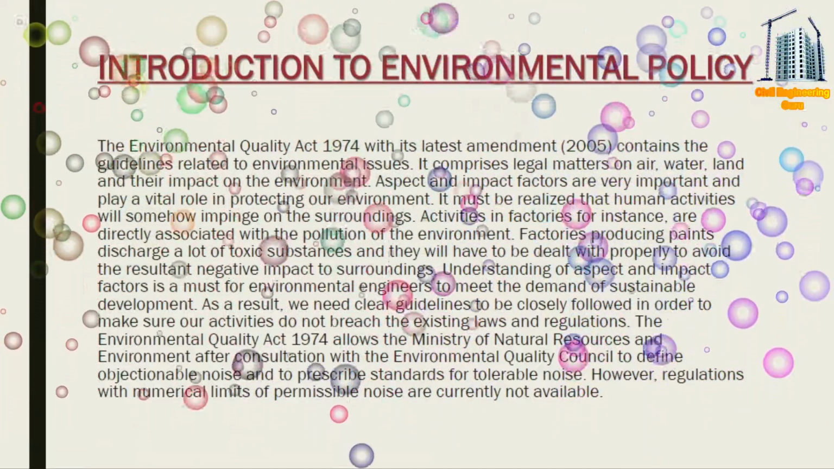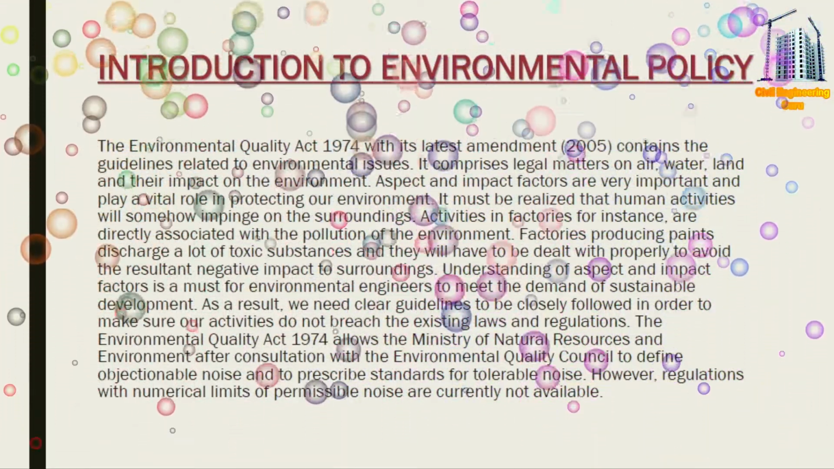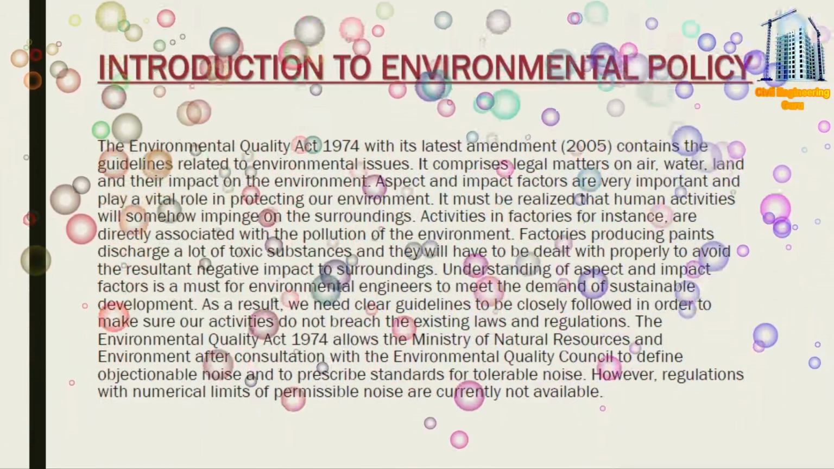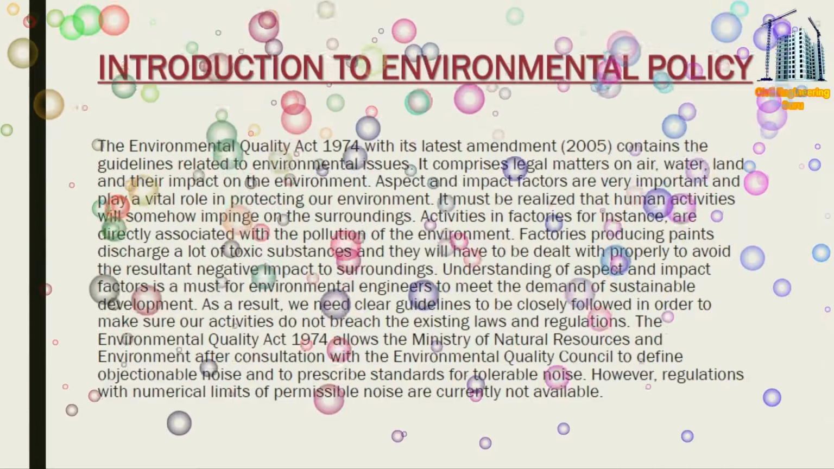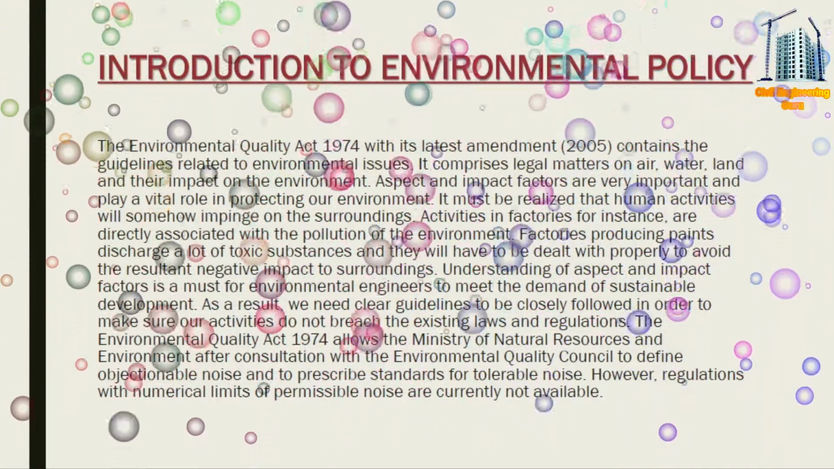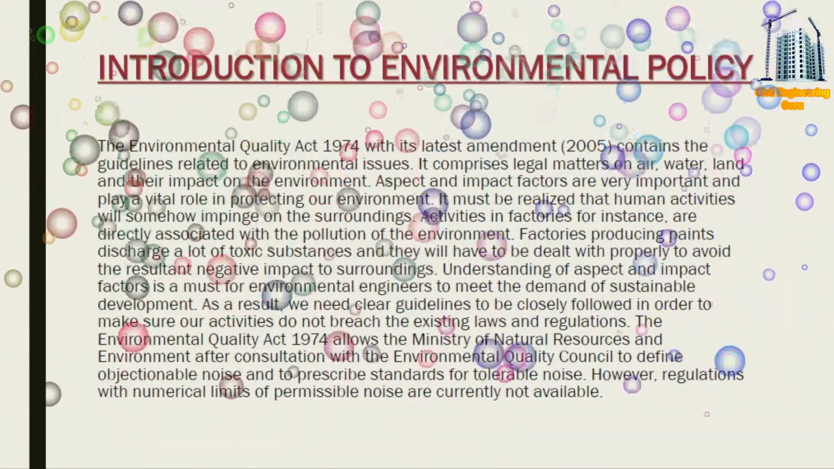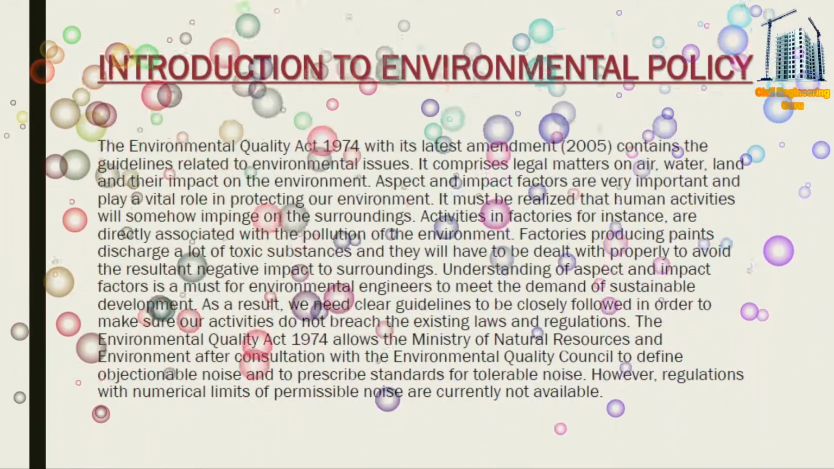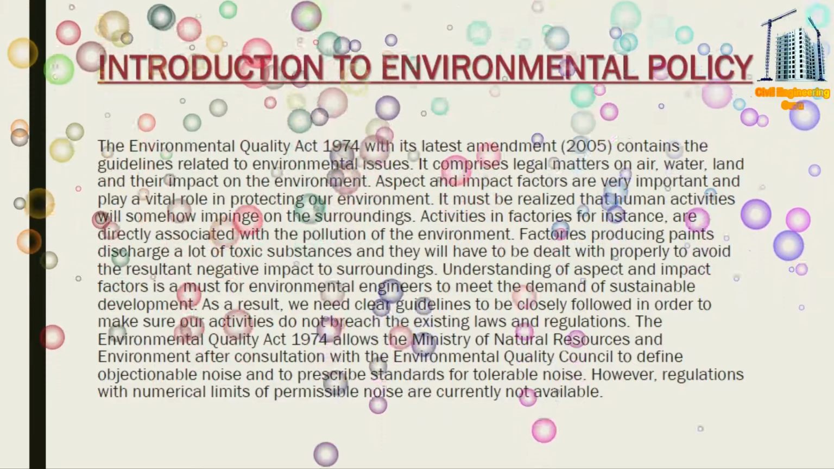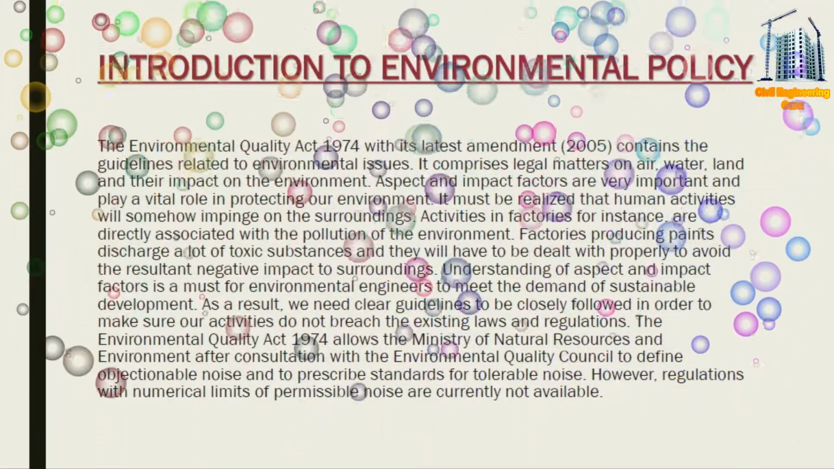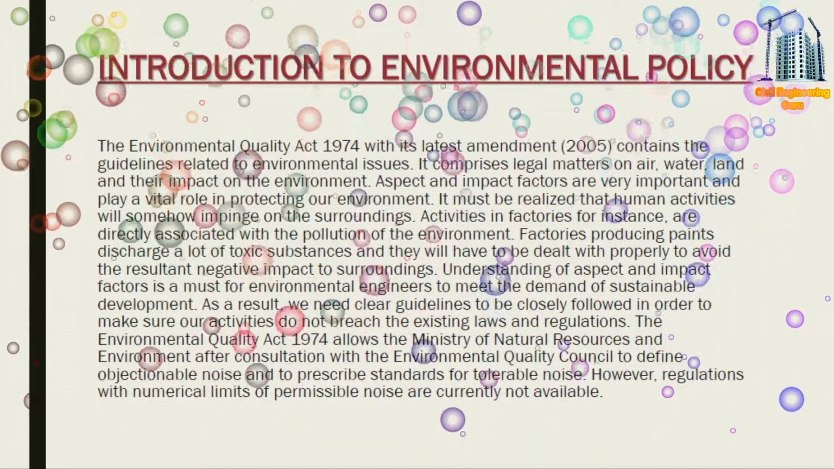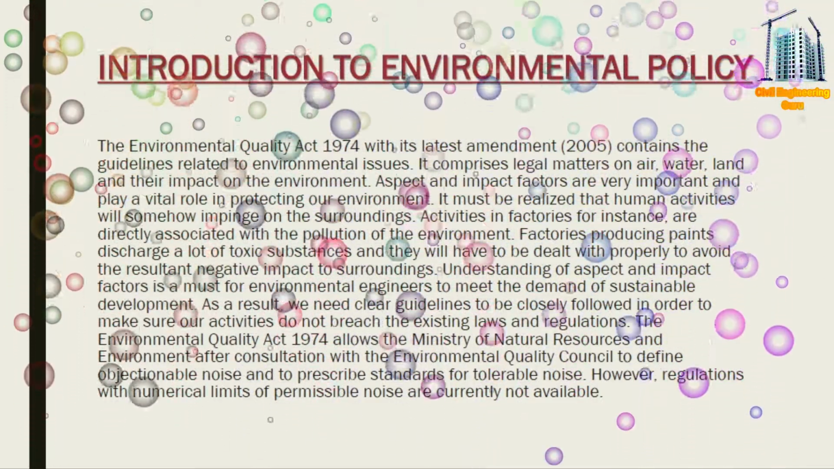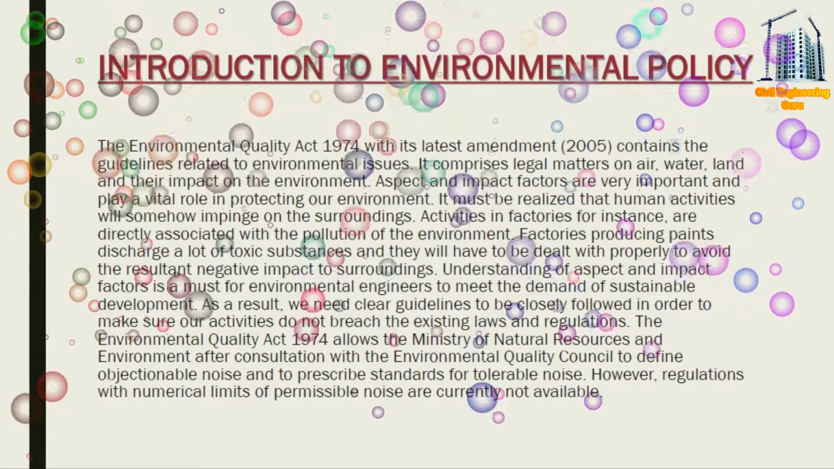Understanding of aspect and impact factors is a must for environmental engineers to meet the demand of sustainable development. As a result, we need clear guidelines to be closely followed in order to make sure our activities do not breach the existing laws and regulations. The Environmental Quality Act 1974 allows the Ministry of Natural Resources and Environment, after consultation with the Environmental Quality Council, to define objectionable noise and to prescribe standards for tolerable noise. However, regulations with numerical limits of permissible noise are currently not available.